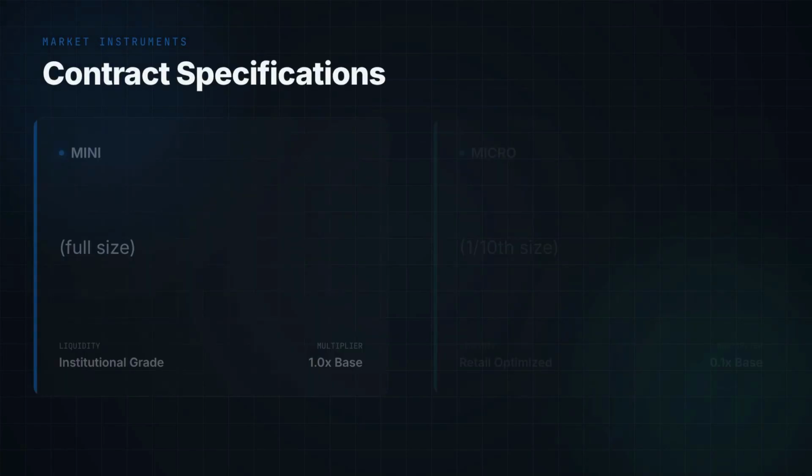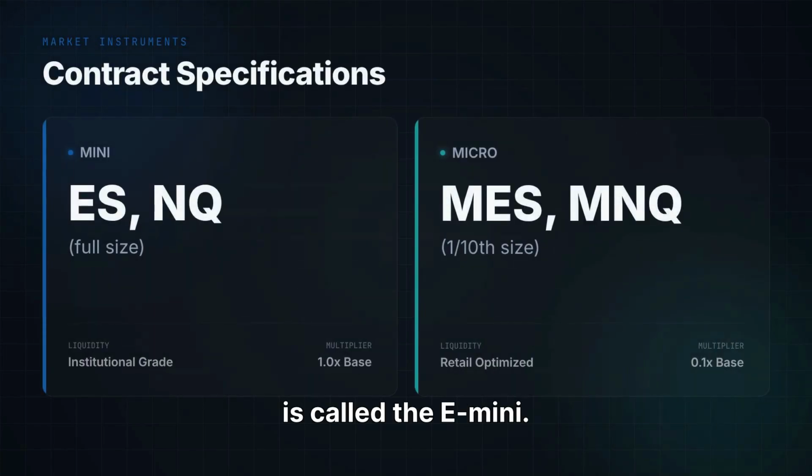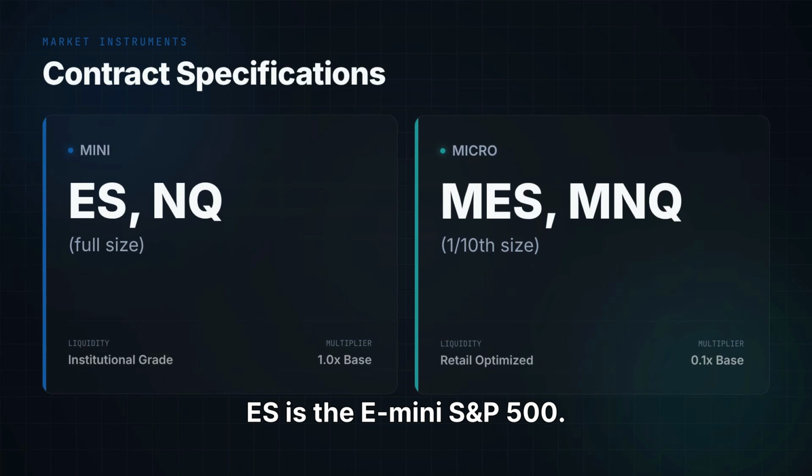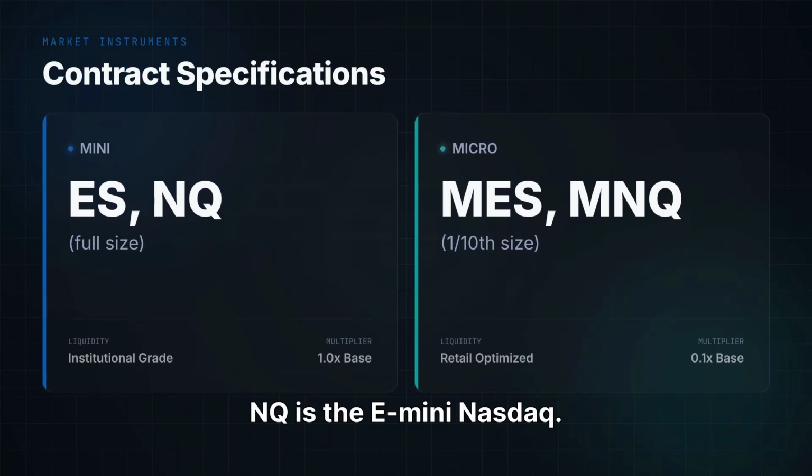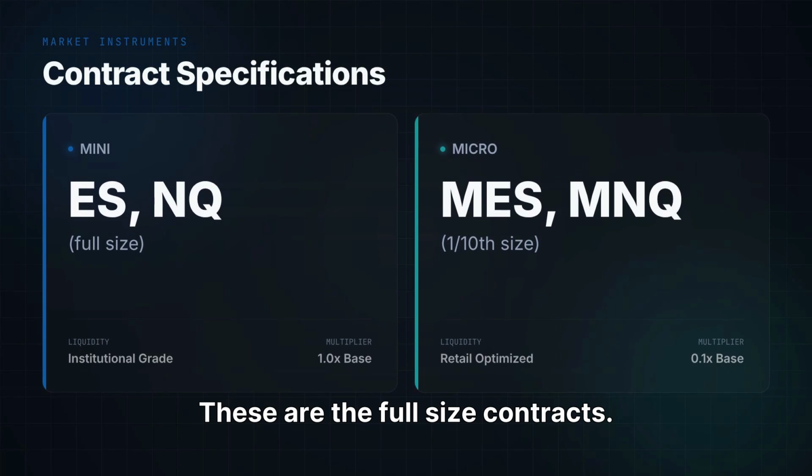First, the naming. The standard contract most people talk about is called the E-mini. ES is the E-mini S&P 500. NQ is the E-mini NASDAQ. These are the full-size contracts.